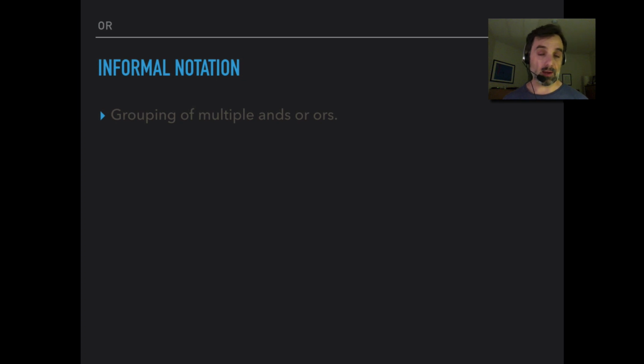Actually, some of these issues arise with AND as well. You can group multiple ANDs, and you can also group multiple ORs. So you could write this box and square and circle and triangle, and then you can abbreviate that just by dropping all of the parentheses. And you can do the same thing with a string of ORs.